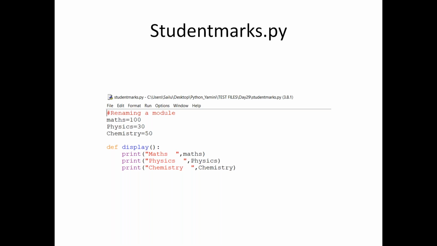Now I have some data here in some file, Studentmarks.py. I just gave global variables: maths equal to 100, physics equal to 30, chemistry equal to 30. And I have one function within that file, def display, with maths value, physics value, chemistry value. I just saved it. I did not call the function display. I'm not doing any kind of operation on this file.